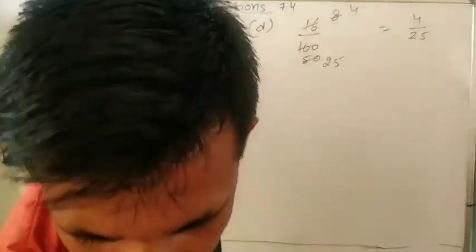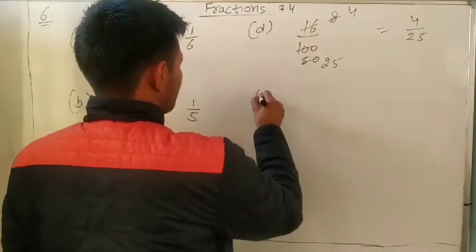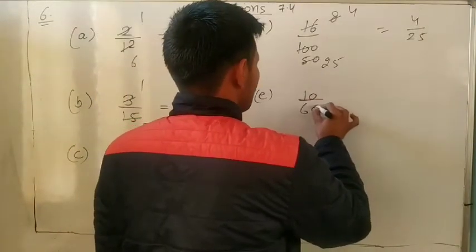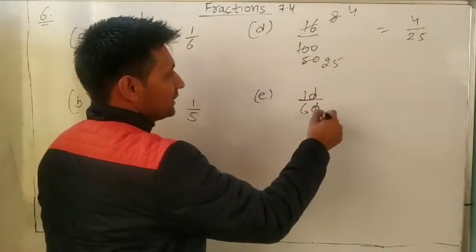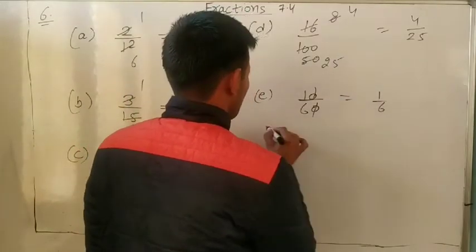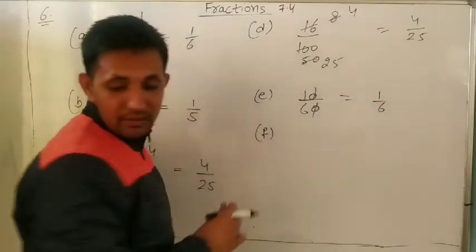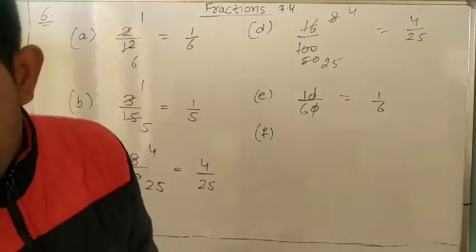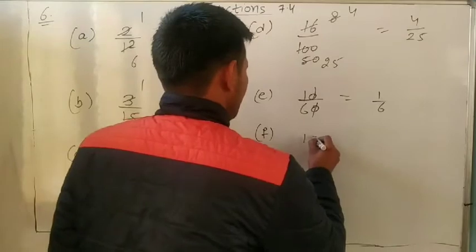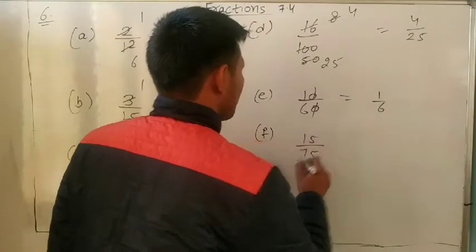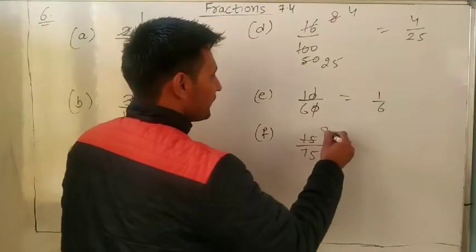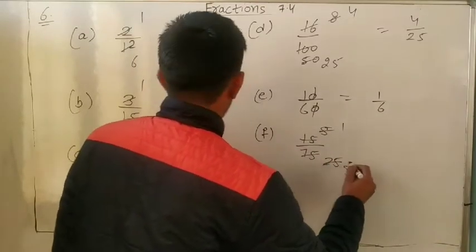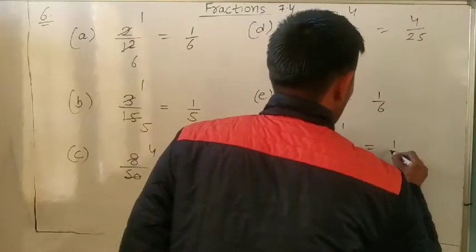Next is E part. E is 10 divided by 60. So 0 cut by 0. What remains? 1 upon 6. Next is F. What is 15 divided by 75? So we will cut by 3: 3 fives are 15, 3 twenty-fives are 75, then 5 ones and 5 fives. What remains? 1 upon 5.